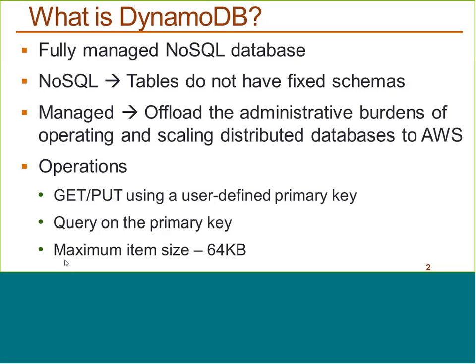So managed, right? In the way that RDS was a managed relational database, DynamoDB is a managed NoSQL database, and all these NoSQL databases support the get and put operations using the primary key. The primary key is often called the object ID, and then you can query on the primary key. So they support these three basic operations. You can get an object based on a primary key, you can put an object given a primary key, and then you can query on the primary key.